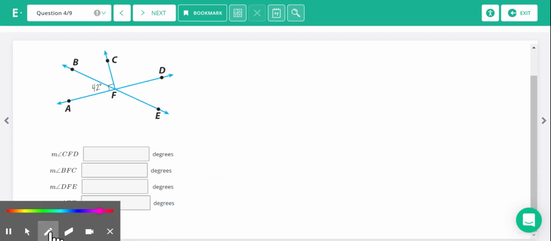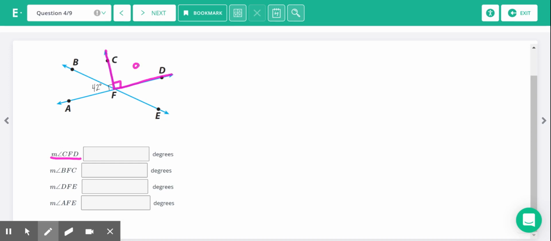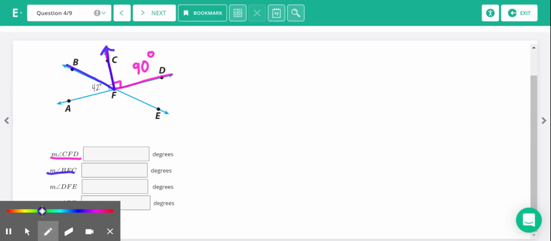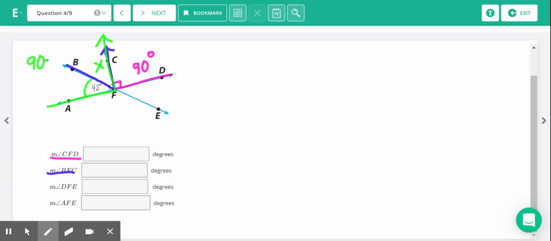Question 4. It asks us to identify the angle by degree, so I would use a scratch pad in different colors for this work. Right off the bat, I see CFD. I'm going to use purple, CFD. That is adjacent to this 90-degree angle, so I know that this is 90 degrees. BFC. I know that this is a part of this complementary angle pair. So if this is 42, I'm looking for 90 minus 42, which is 48.